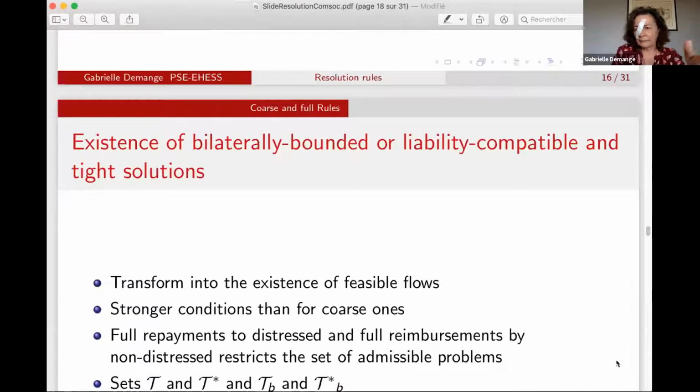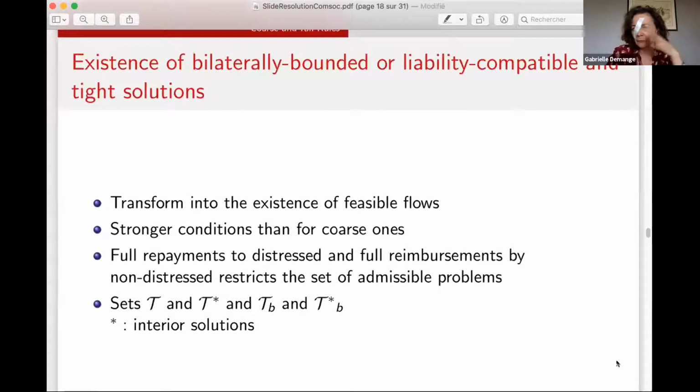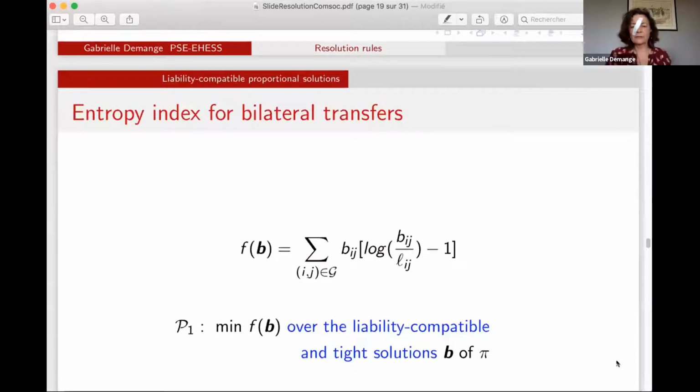I have no time to go into it, but the existence of bilaterally bounded or liability compatible solutions that are tight, you can transform that problem into existence of a feasible flow. And you get some inequalities to be satisfied. And of course, they are stronger and stronger. Liability compatible is stronger than coarse and weaker than bilateral. Okay, so I come to the definition of proportionality when I just require liability compatibility.